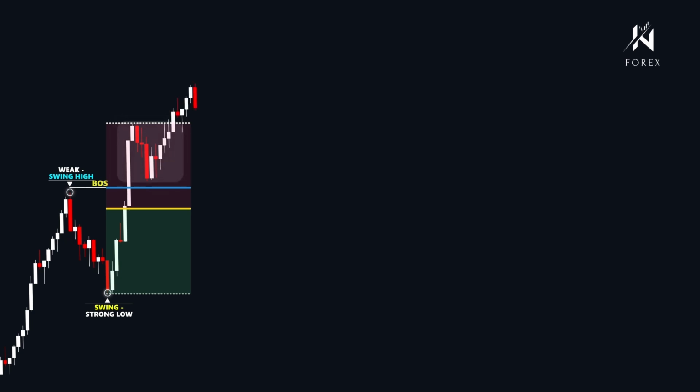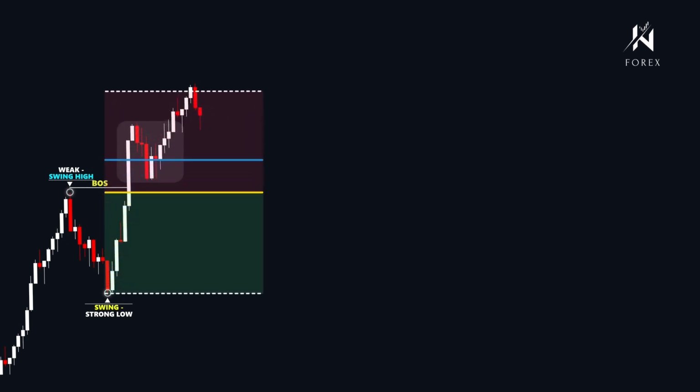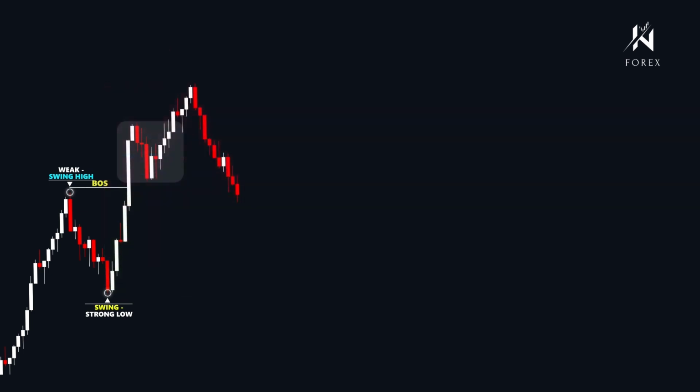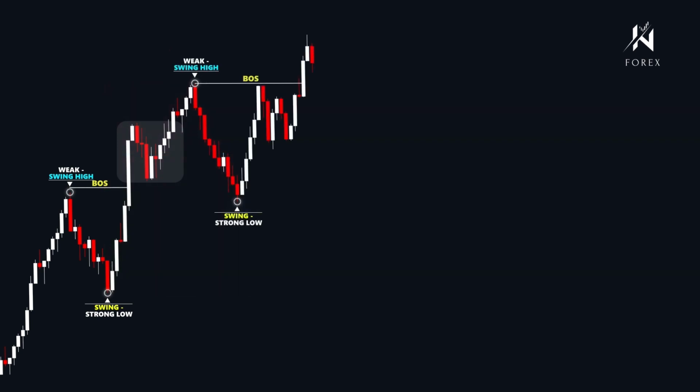After this, price pushes higher again. Once more, we draw the Fibonacci from the new strong low to the high. And this time, price pulls back to the 38.2% level nicely. This is a valid pullback. We mark the recent weak high, and later, price breaks above it again, giving us another break of structure and confirming the new strong low.